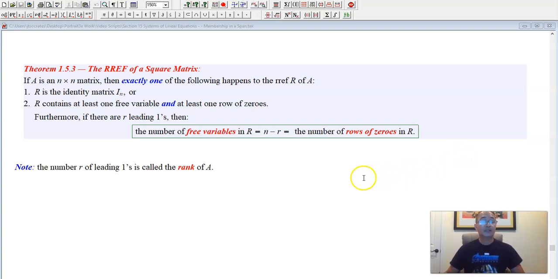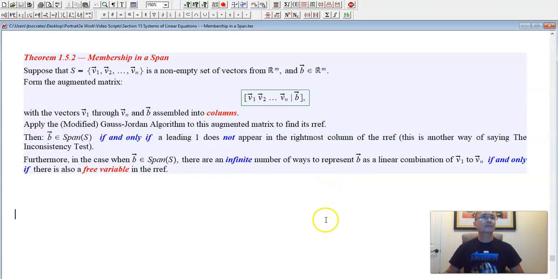This number R is special. It is called the rank of our matrix, and it will appear several times in the near future. All right, so lastly, let's summarize what we did. How do you test in general whether a vector is a member of the span of a set of vectors? So you have S, V1 through Vn, a non-empty set of vectors from Rm, and B also from Rm.